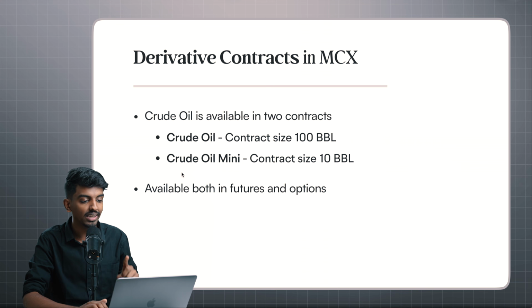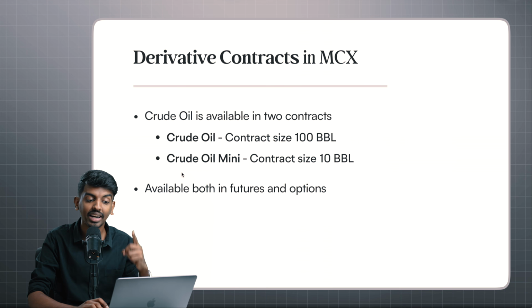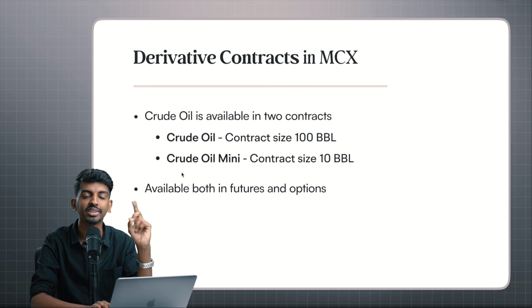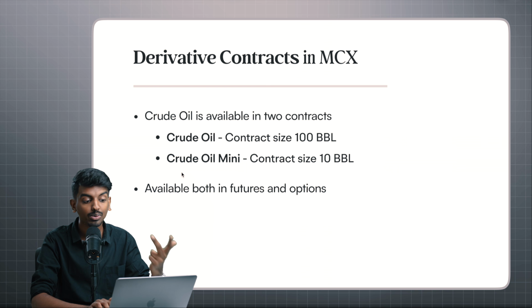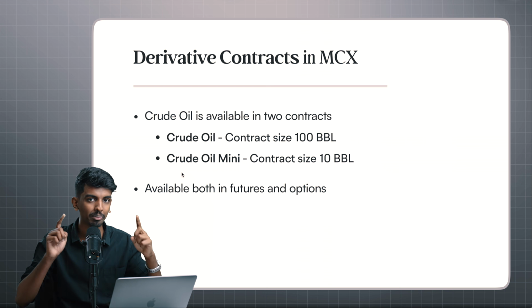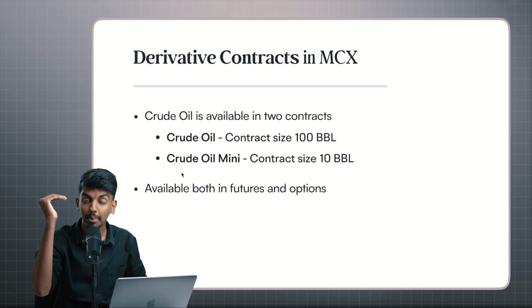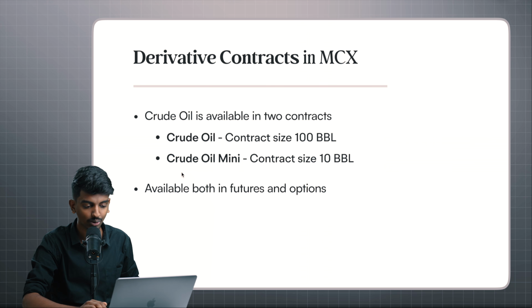So the first way is crude oil is available in two contracts, which is crude oil, where you can find the contract size to be 100 barrels. Then there is also crude oil mini, where the contract size is 10 barrels. Depending on this change, the margin required to trade on both crude oil as well as crude oil mini will be wildly different. Okay, if you remember the last video, we had talked about the difference between the major contract as well as a mini contract. Similarly, crude oil also has that.